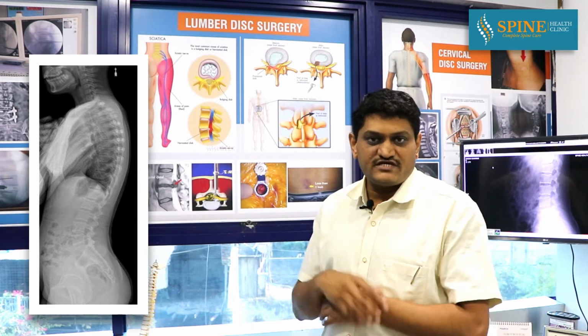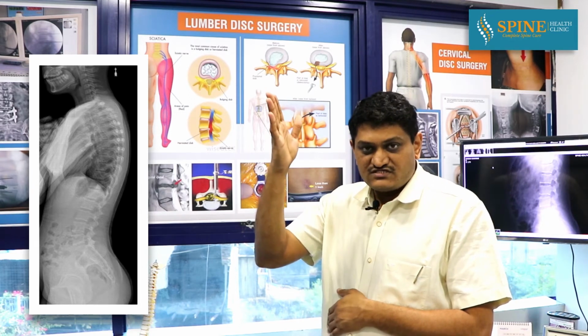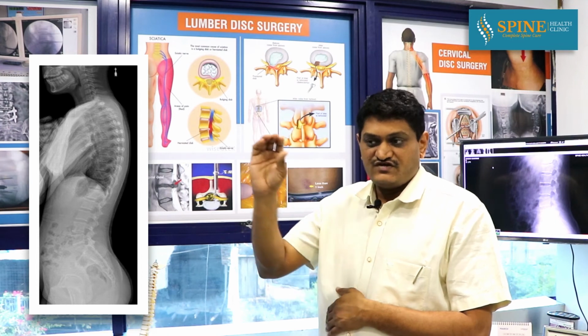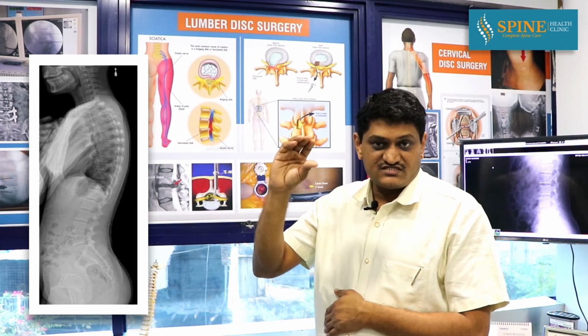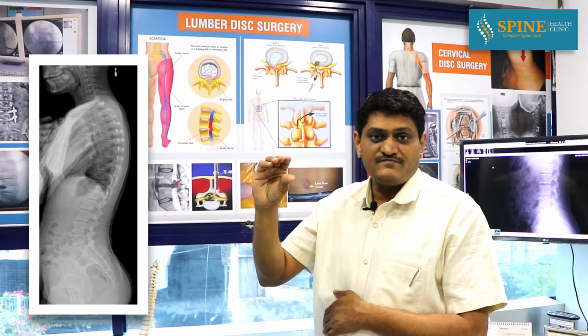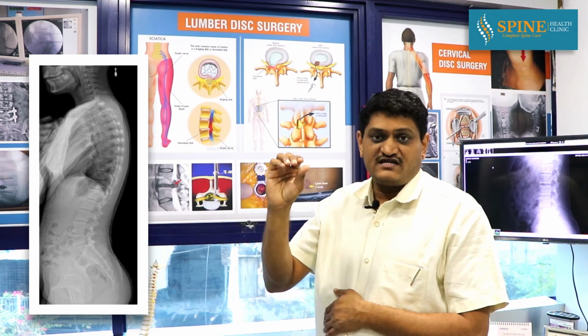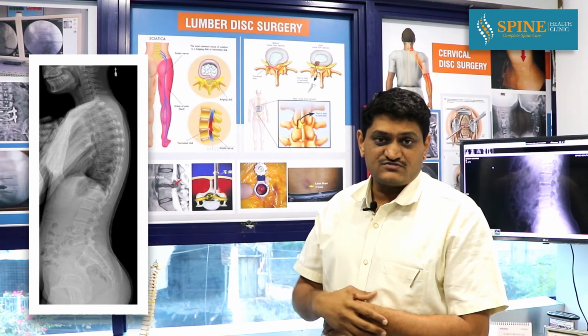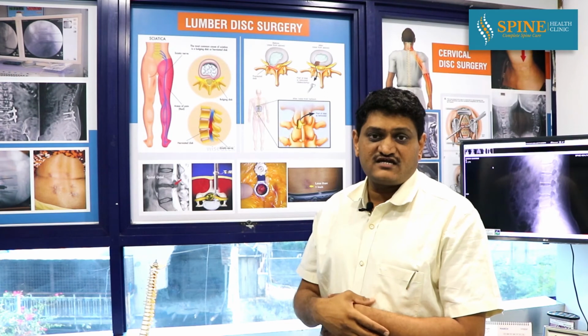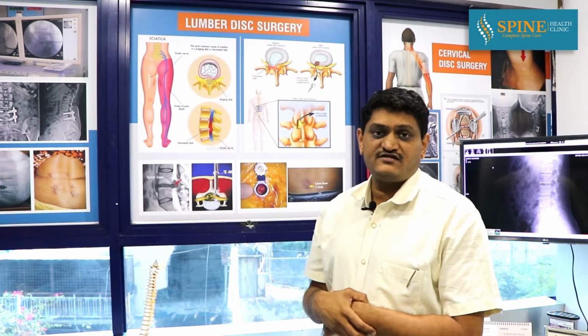On the X-rays, we usually see the alignment, and we see the space between the two vertebral bodies, whether it is reduced or normal, and whether there is any osteophyte, like a bony outgrowth, at the disc level. All these things indicate that there could be a disc-related issue.